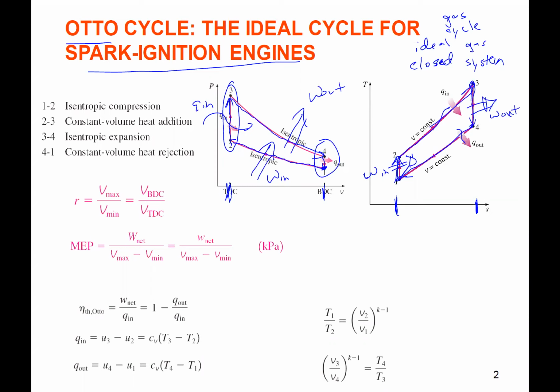Couple parameters we have: our compression ratio, which is because all the states are either at bottom dead center, 1, 4, or at top dead center, 2 and 3. So they're all at bottom dead center or top dead center, which the compression ratio just tells us about that volume ratio between those two.